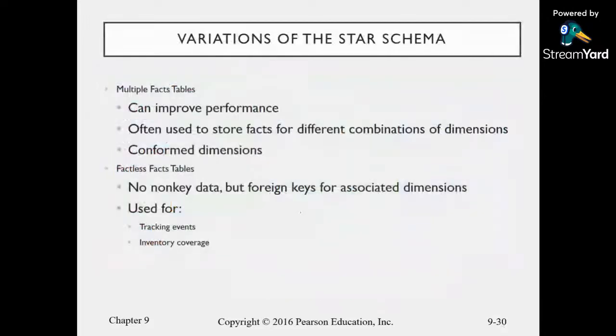Now, variations of the schemas. There can be multiple fact tables. Multiple fact tables can improve performance and are often used to store facts from different combinations of dimensions, and they are conformed to those dimensions. Then we have the factless fact table, which has no non-key data but only foreign keys for the associated dimensions, and is used for tracking events and inventory coverage.